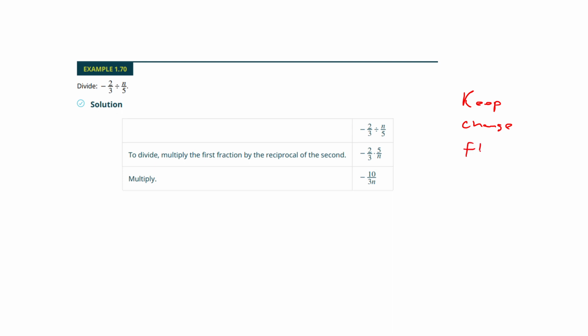Keep, change, flip. Dividing fractions is very difficult in and of itself. So what we do is we keep the first fraction, we change it to multiplication, and we flip the second by its reciprocal. It's mathematically exactly the same thing, and it makes it much easier to work with. So keep, change, flip. Now we can multiply across the top and across the bottom.